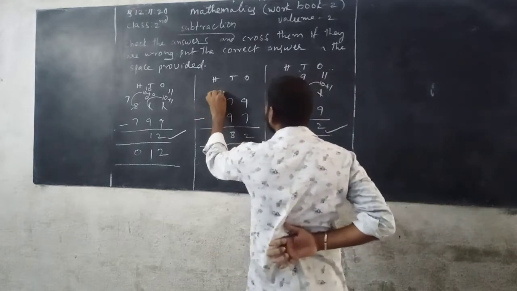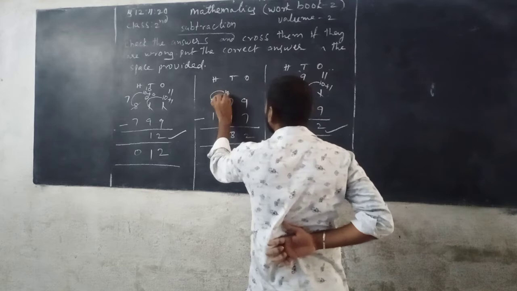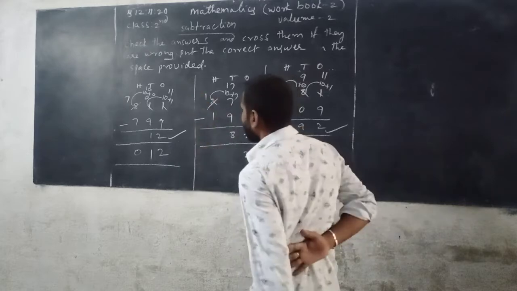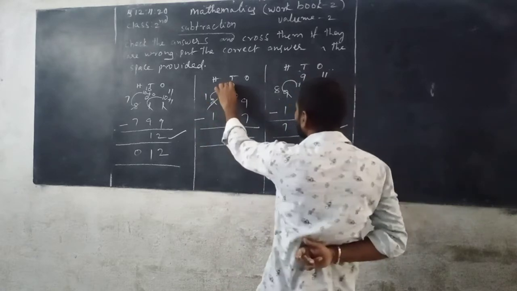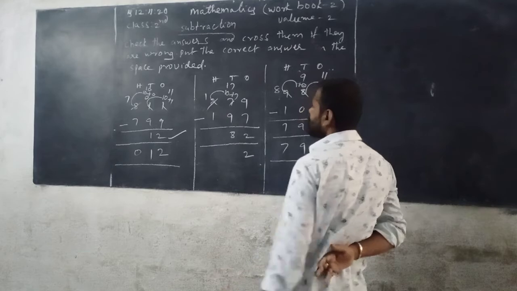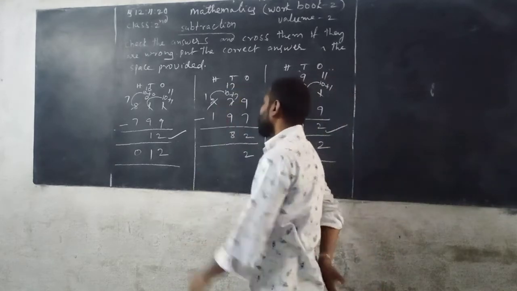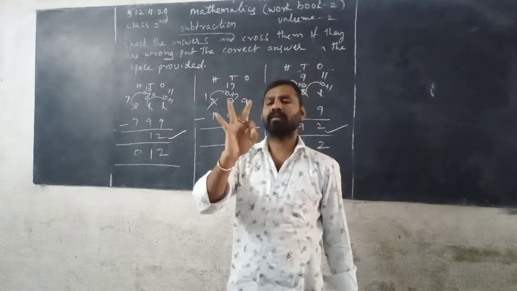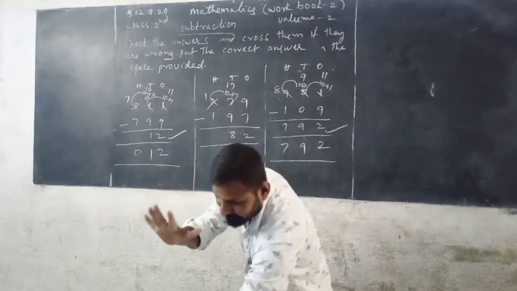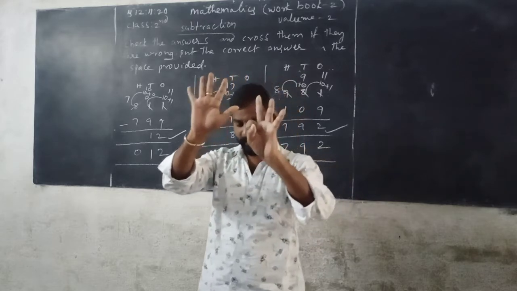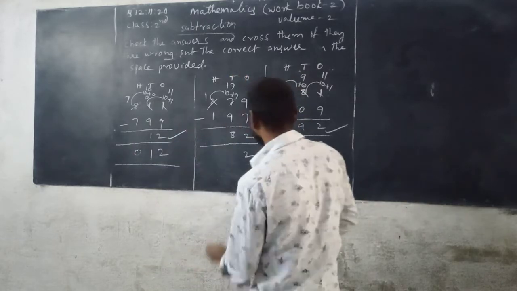Take borrowing from 2. So it can give 10. 10 is added to 7. 10 plus 7 you can get 17. 2 loses 1, 2 becomes 1. See here, 17 minus 9. So you can count 9 after to reach 17. 9 after 10, 11, 12, 13, 14, 15, 16, 17. So 5 plus 3, 8. 8 write down.